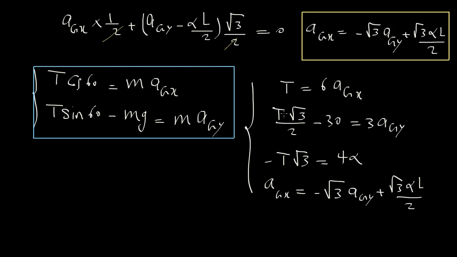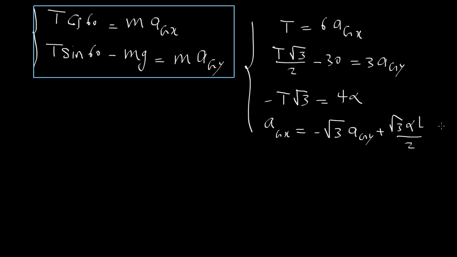So let's see how we can find T. If I substitute, we can find Agy based on T, and then I can substitute that here. We get Agx based on T and alpha, and I can substitute that over there, and we get one equation based on T and alpha. We have another equation based on T and alpha, and therefore we should be able to find T.